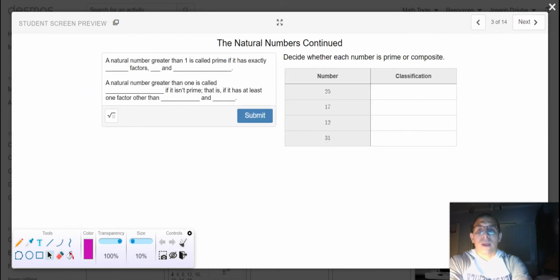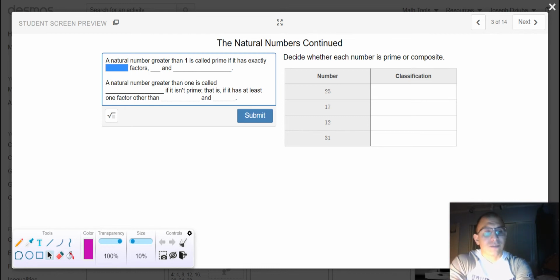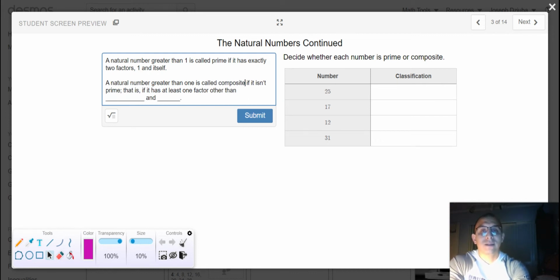Continuing on, we add classification to our numbers. A natural number greater than 1 is called prime if it has exactly two factors, 1 and itself. So a number that always stands out to me is the number 17. 17 is only divisible by itself and the number 1, so we would consider 17 prime. And we would say a natural number greater than 1 is called composite if it isn't prime. That is, if it has at least one factor other than 1 and itself.